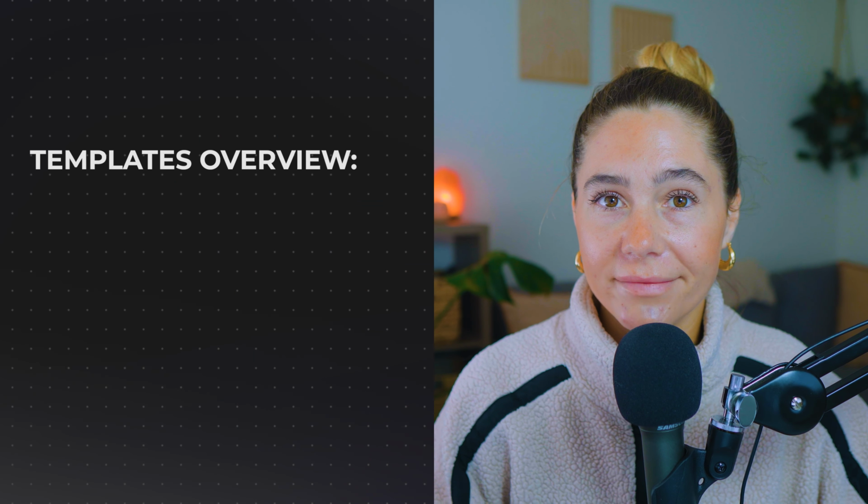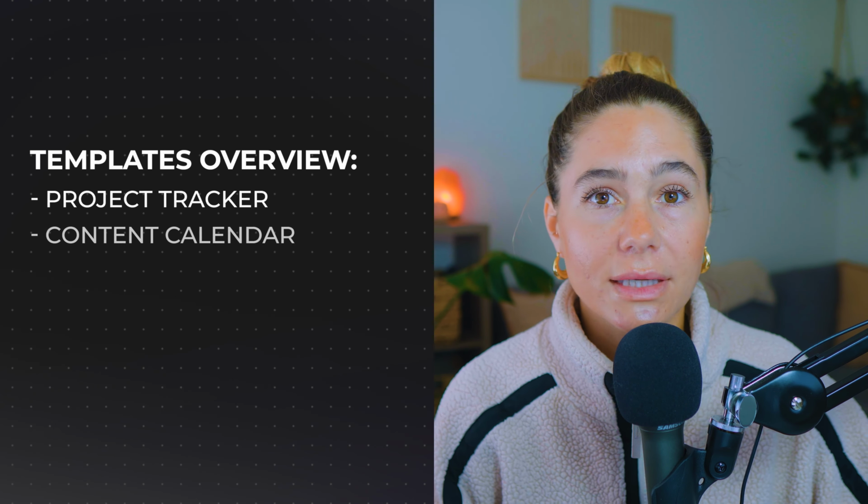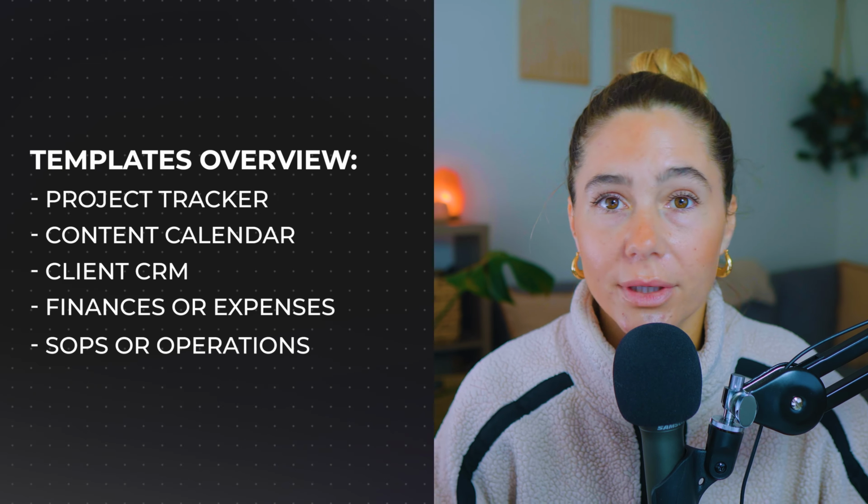I'm going to show you 5 templates that cover areas most small business owners need: project tracker, content calendar, client CRM, finances or expenses, and SOPs or operations. For each template, I'll show you what it looks like and then how you can customize it if you'd like.